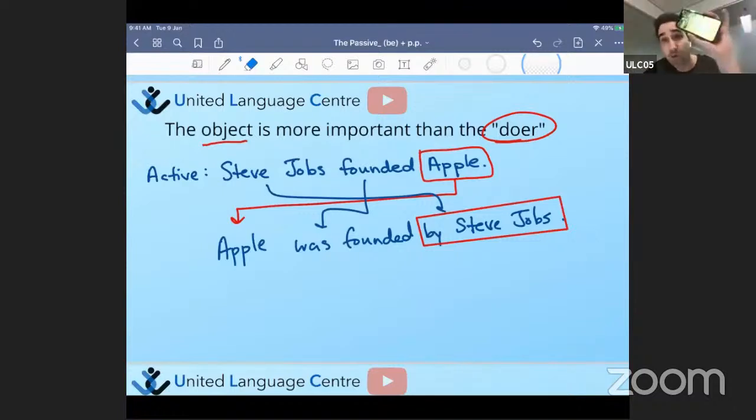So same thing, iPhones are made in China. I'm talking about the iPhone. The iPhone is more important than the person who did it.